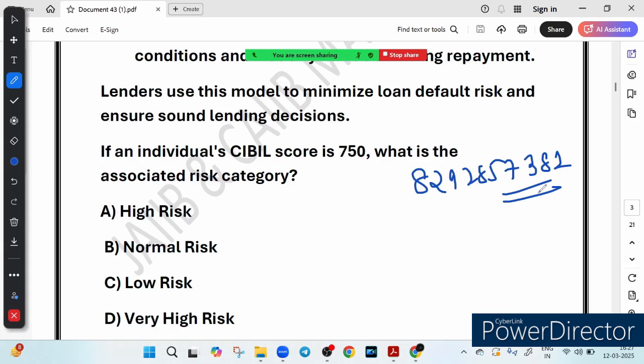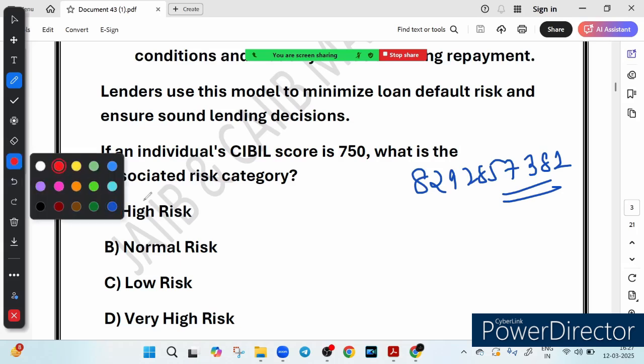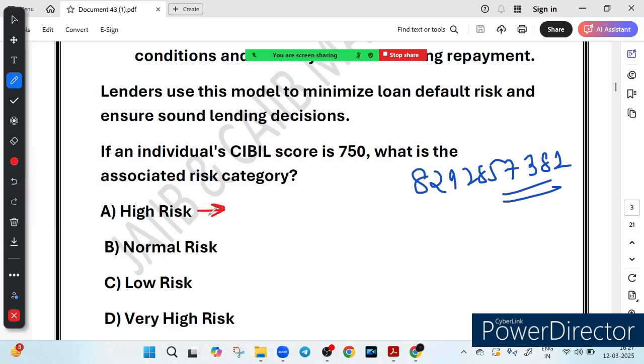Now let's come back to this question. So friends, this question is about CIBIL score and risk category. The first option suggests high risk. A high risk borrower is someone with a poor credit history, meaning they have defaulted on loans or have a very low CIBIL score, especially below 650. So banks hesitate to give loans to such individuals. For example, imagine you have a friend who always borrows money but never repays on time. Would you lend them money again? Of course not.